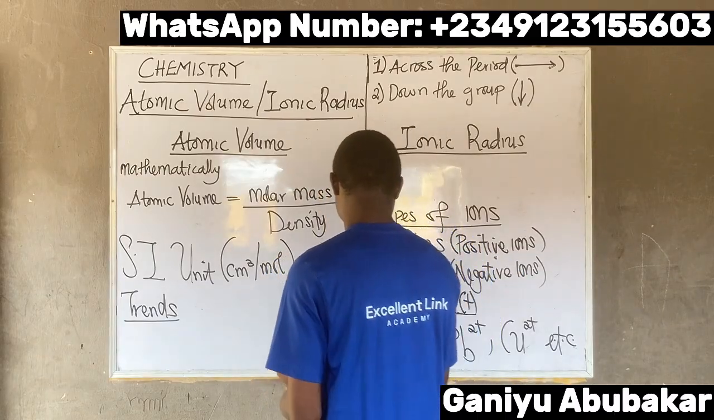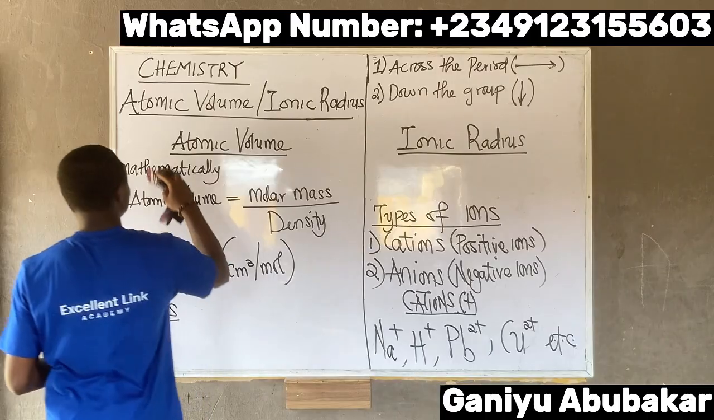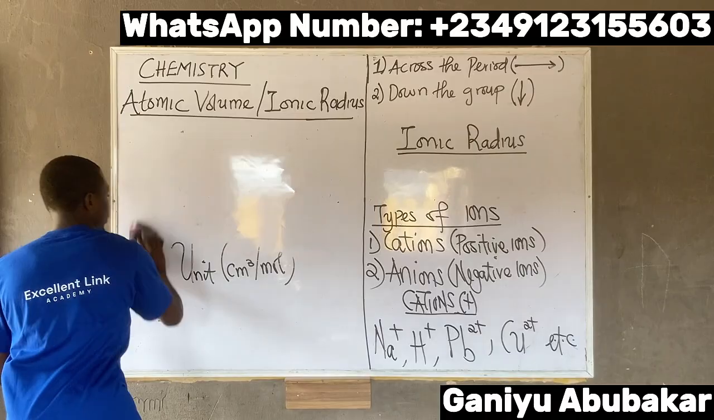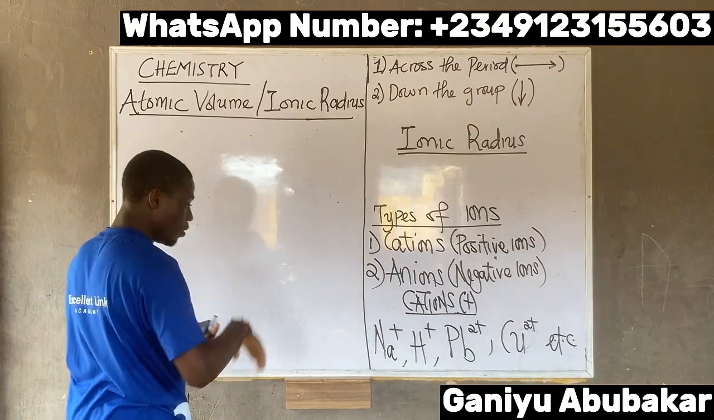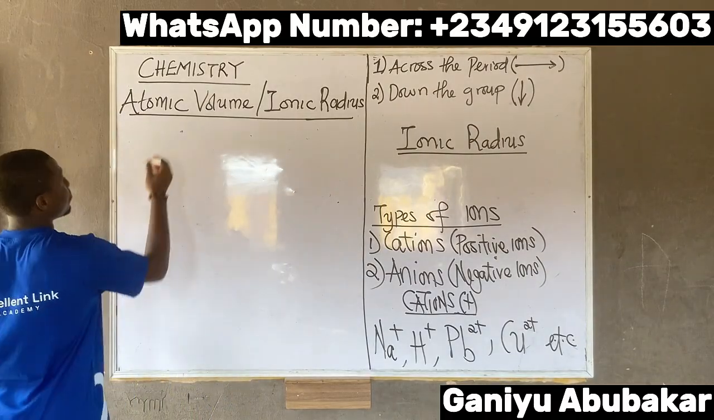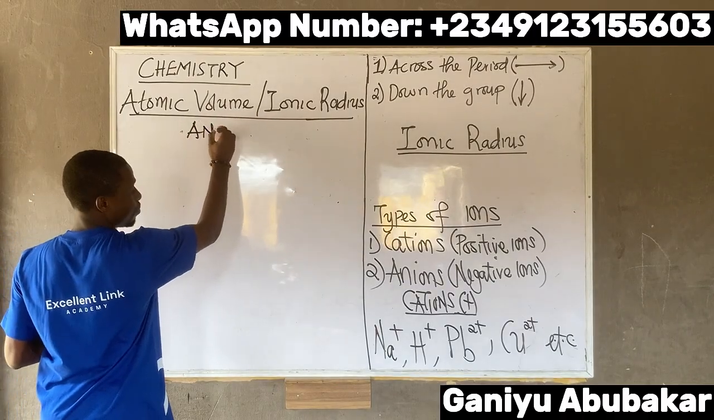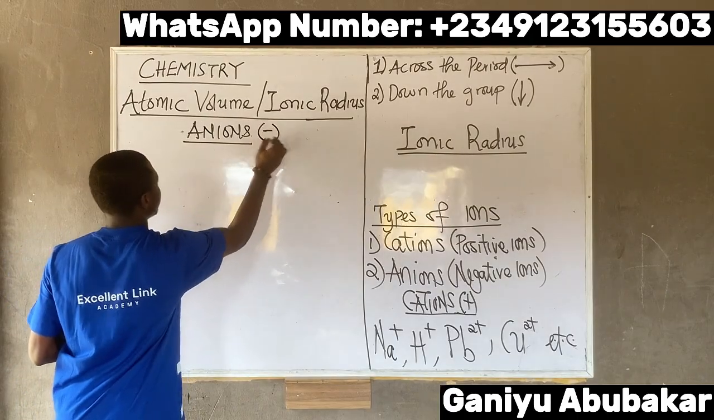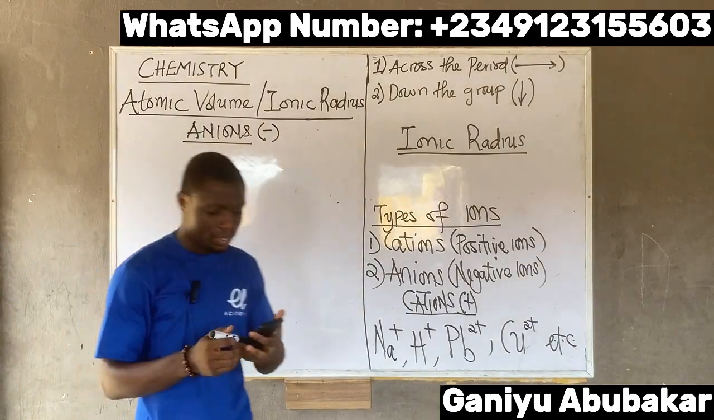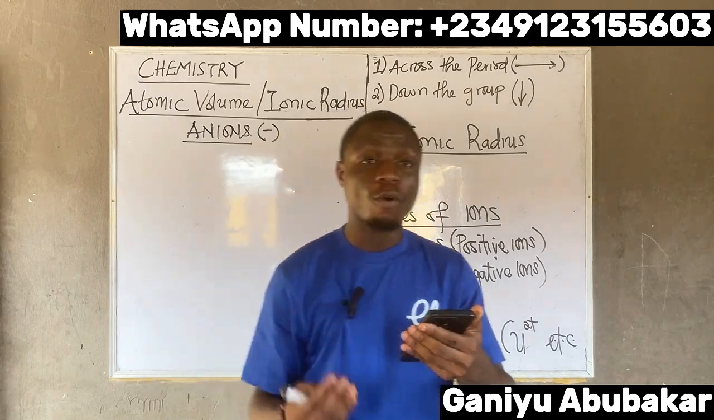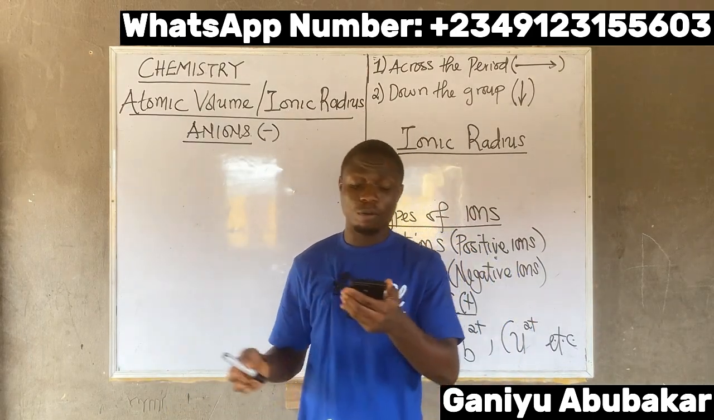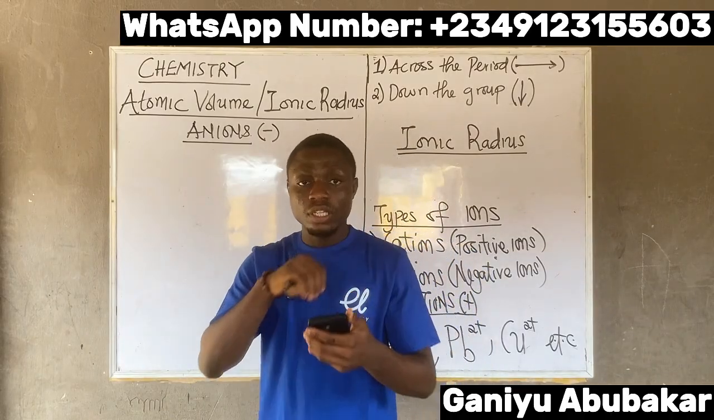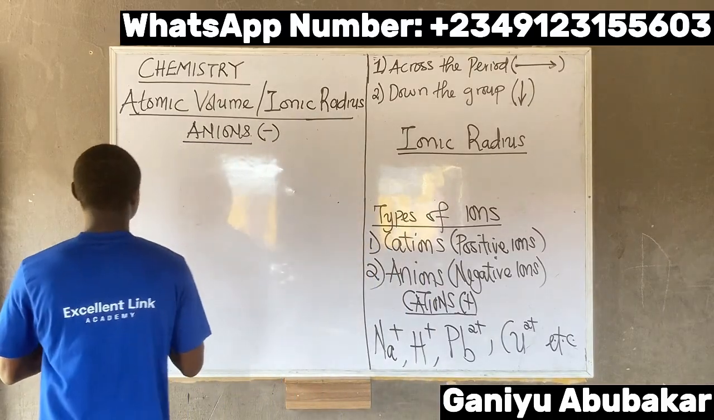Let's move on to number two, the anion. Alright, anion. This one has a negative charge, right? So please copy this down. This is formed when an atom gains electrons.